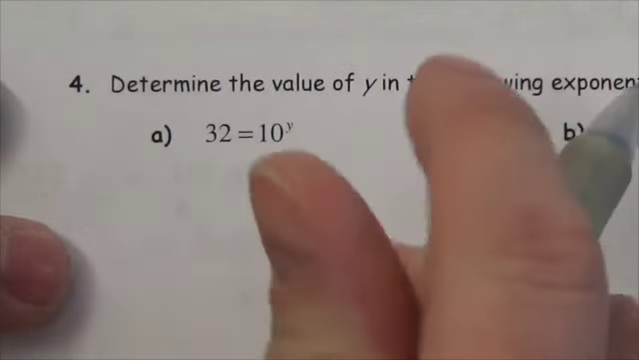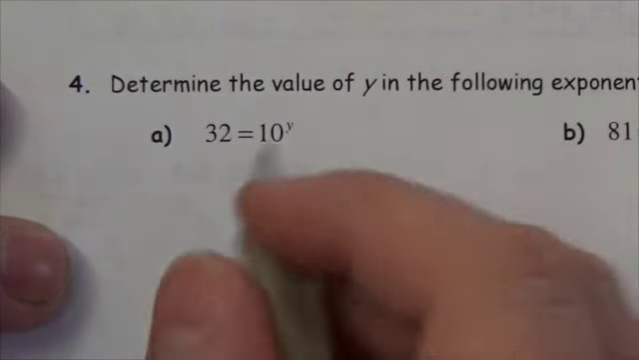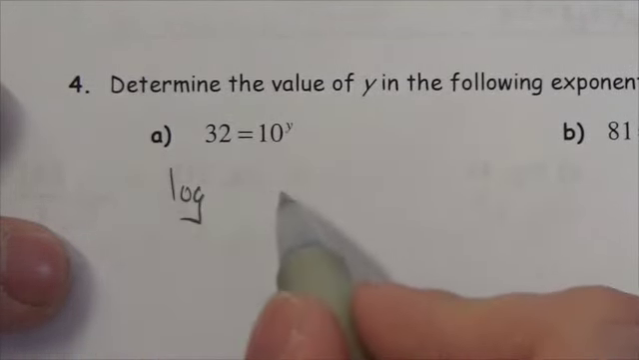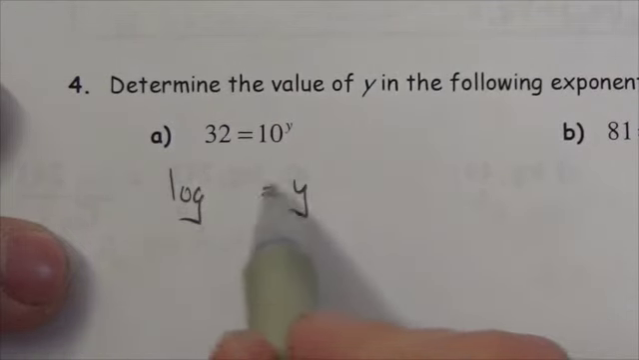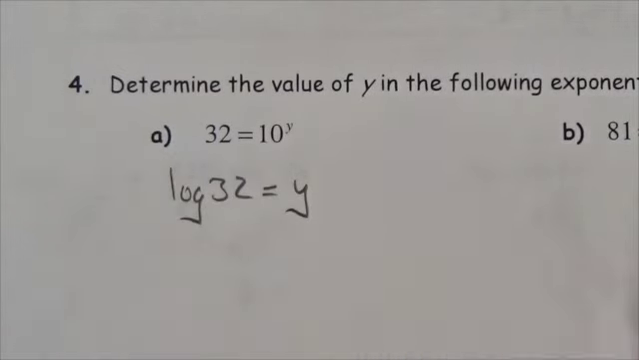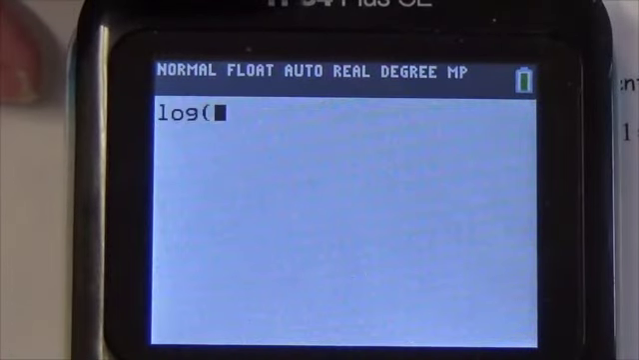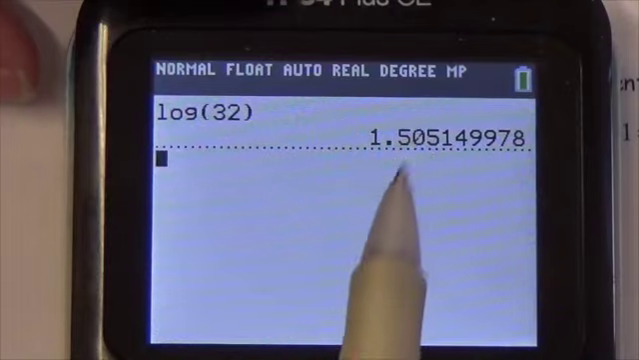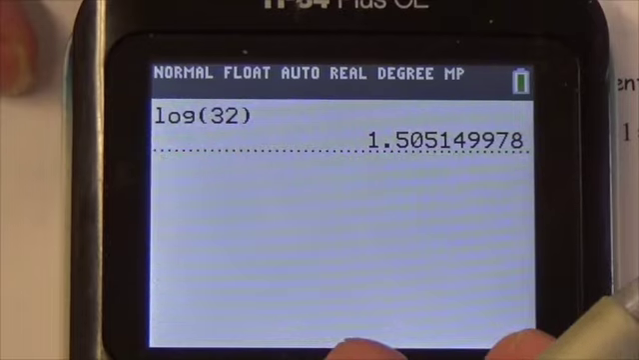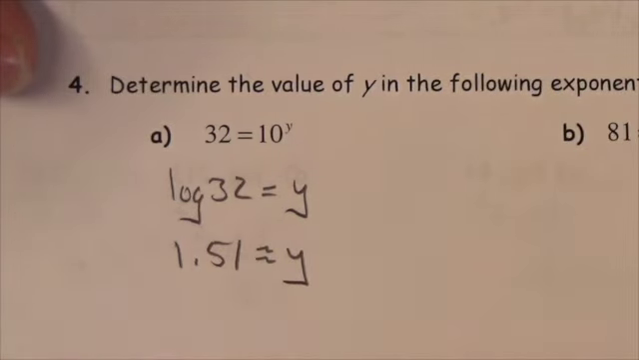But what I can do here first is convert this exponential equation to its logarithmic form. I can make this the log base 10. I know that's going to equal the exponent y, so already I've got y isolated, and then I put whatever the power is equal to inside the logarithm. And so now I know that y is simply equal to the log of 32. So common log of 32, and there it is. And just like we did previously, I'll round that to the nearest hundredth, so 1.51. So 1.51 is approximately equal to y.